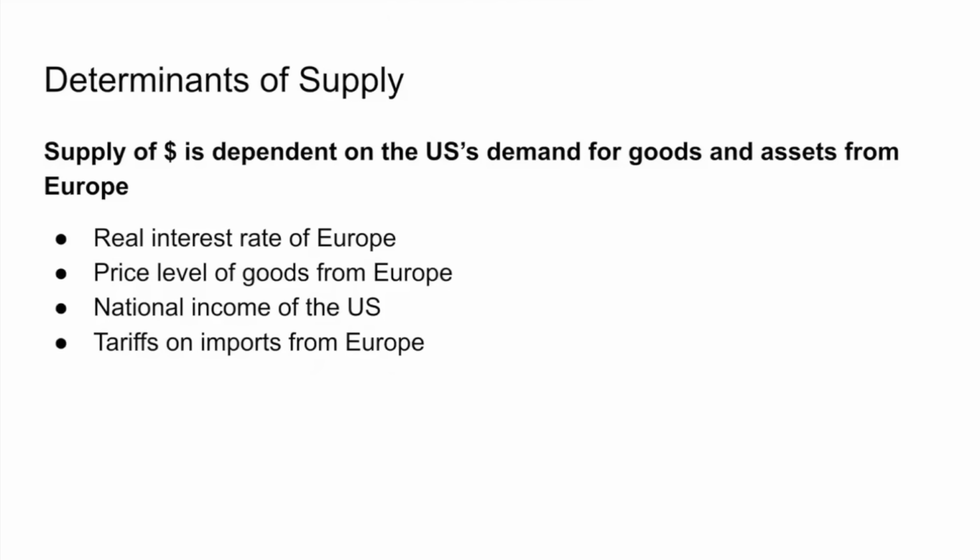The supply of US dollars is dependent on the US's demand for goods and assets from Europe, because if the US wants to purchase goods and assets from Europe, then they need to convert their US dollars into euros. And the more euros they want, the more US dollars they have to convert. So therefore, higher supply. The determinants of supply are the same as demand, except this time with the countries switched.